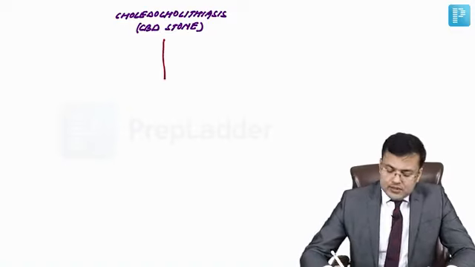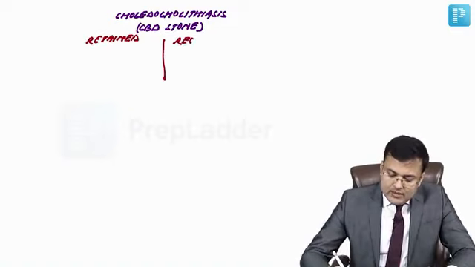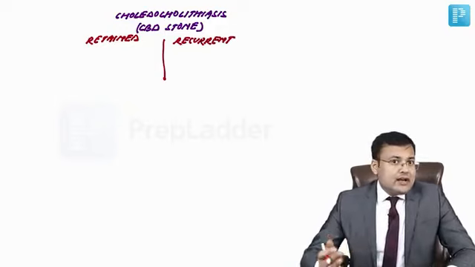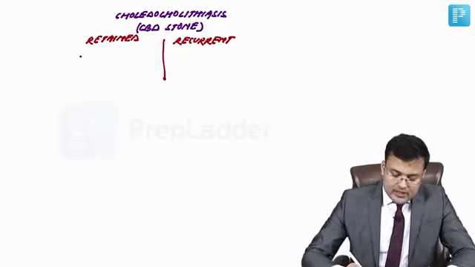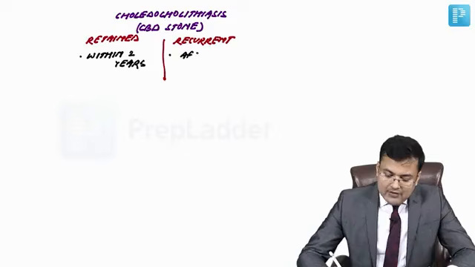There are 2 types of CBD stone. First, retained stone, and second, recurrent stone. Retained stones are detected within 2 years of cholecystectomy. Recurrent stones are detected after 2 years of cholecystectomy.